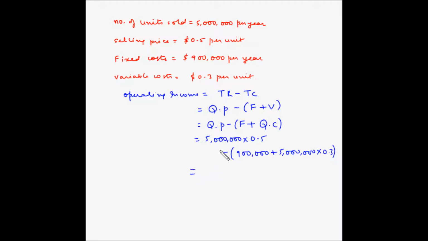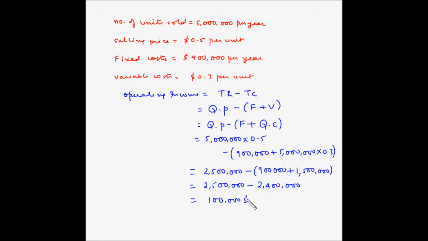So this is equal to 5 million multiplied by 0.5 is 2.5 million, minus 900,000 plus 1.5 million. So this is equal to 2.5 million minus 2.4 million, and this is equal to $100,000. So this is the current operating income.